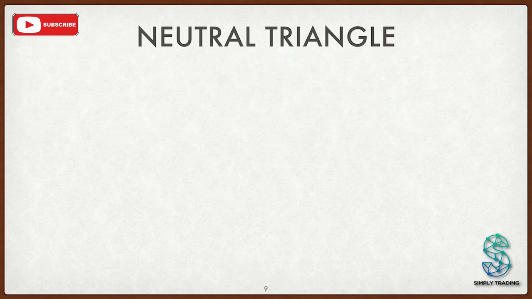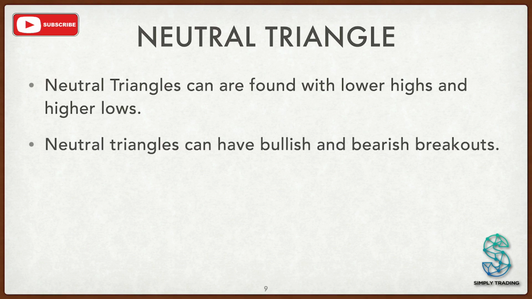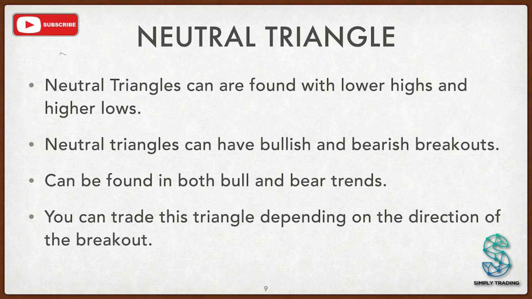So the last triangle in this series is the neutral triangle. Neutral triangles can be found with lower highs and higher lows. So it's basically a combination of both the ascending triangle and the neutral triangle. The neutral triangles can have bullish and bearish breakouts. It can be found in both bull and bear trends, and you can take a trade on this triangle depending on the direction of the breakout.